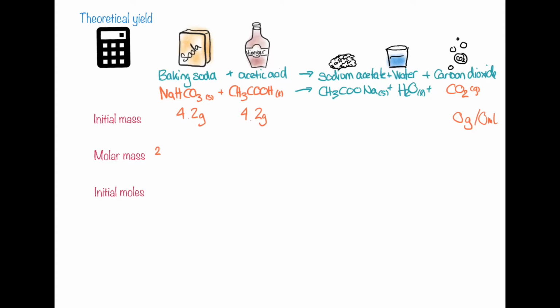To get the initial moles, we need to use the molar mass, and for that, we use the relative atomic mass. So for sodium 23, hydrogen 1, carbon 12, and 3 times 16 for the oxygen, which totals up to 84 grams per mole. We will do the exact same thing for acetic acid.